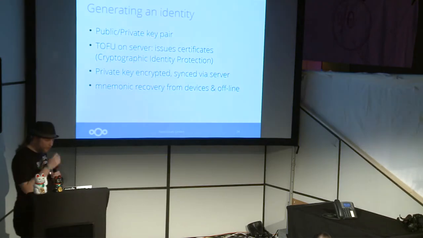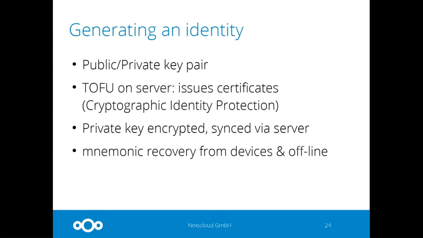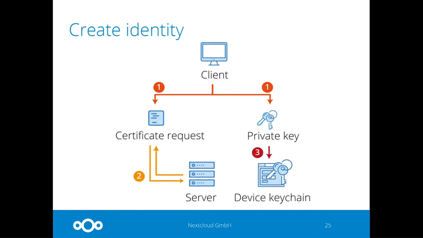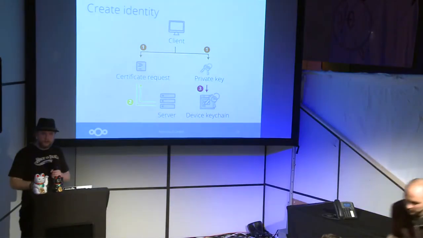Let's go into it. So the first thing you need to do with our end-to-end encryption is you need to create an identity. The first time you enable end-to-end encryption, this will be done. I'm going to go over the steps of creating an identity and then adding other devices so that they can sync the files. So step one is to create the identity. This is basically an X509 certificate request with a public and private key. The client generates a certificate request and a private key. The server signs the certificate. And the private key is stored in the keychain of the device.